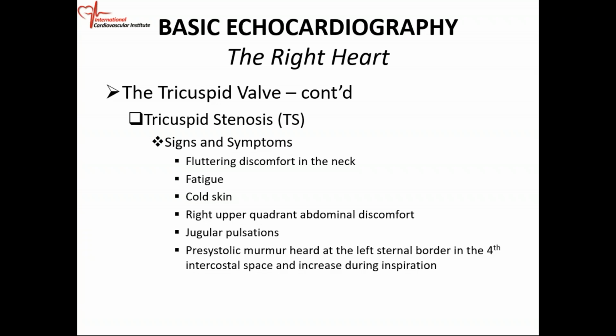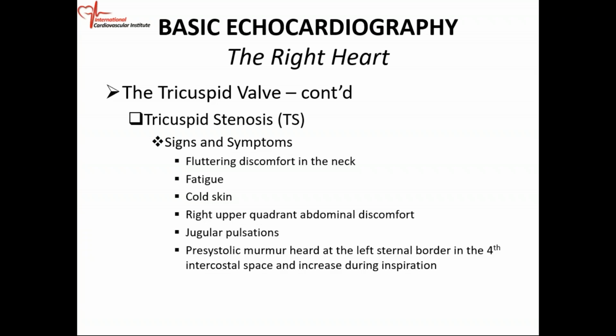So what are some of the signs and symptoms, the clinical features, that these patients are going to have? We're looking at tricuspid stenosis now. So the tricuspid valve is not opening. The blood cannot get from the right atrium to the right ventricle, so you have a buildup of blood in the right atrium. The patient will tell you they have this fluttering discomfort in the neck because of the blood building up in the right atrium and going back into the jugular system.